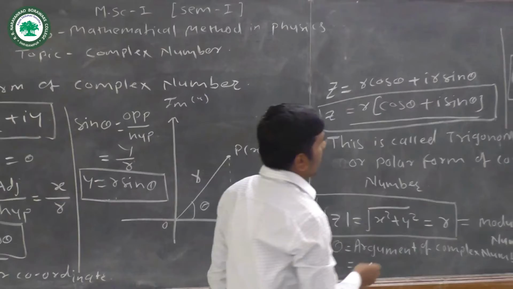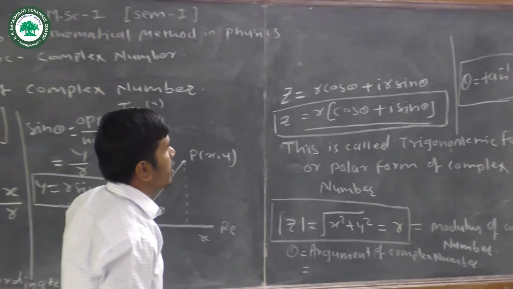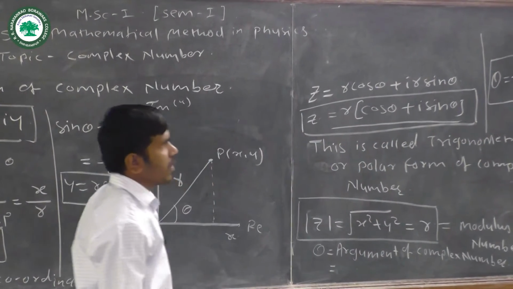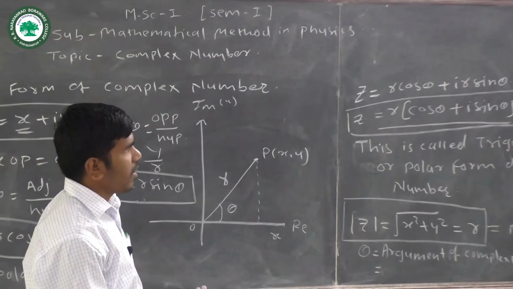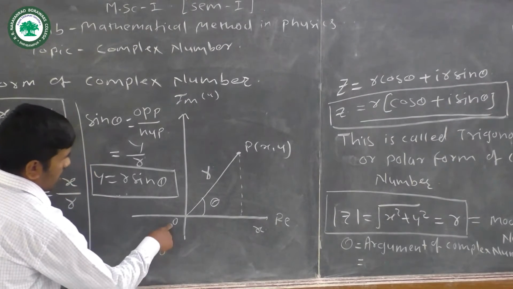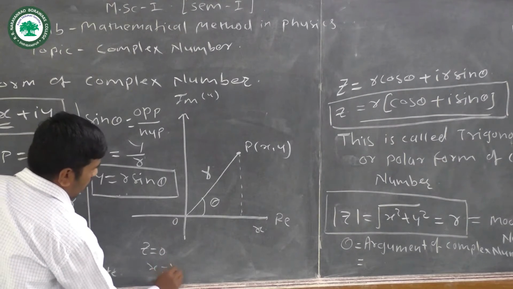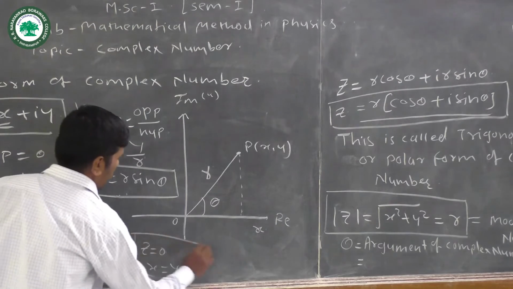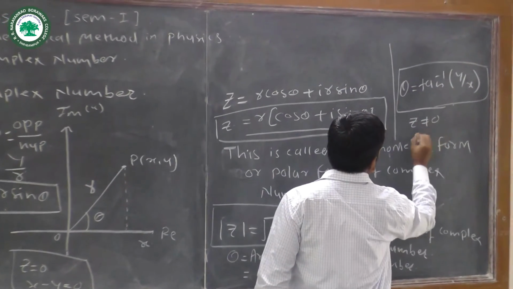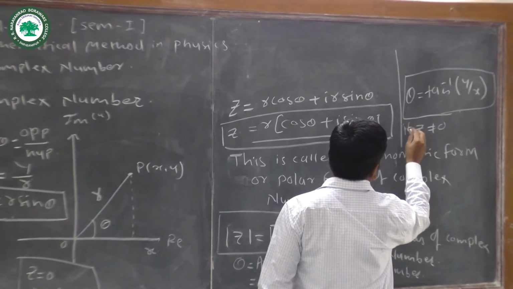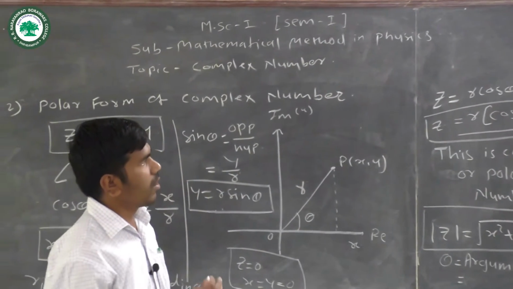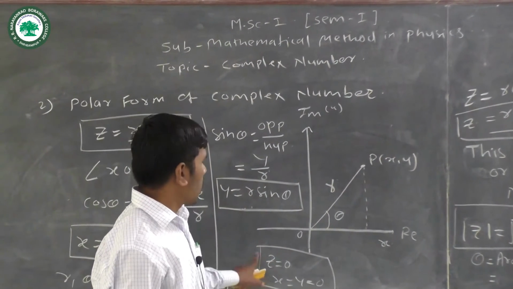Now this theta, if z is equal to 0, then we can't find the argument of the complex number, because if z is equal to 0, it means y and x are also 0. In the last lecture we saw that if z is equal to 0, then x and y are equal to 0. So if you want the argument, then z must be not equal to 0. This is the condition if you want to find the argument of the complex number.